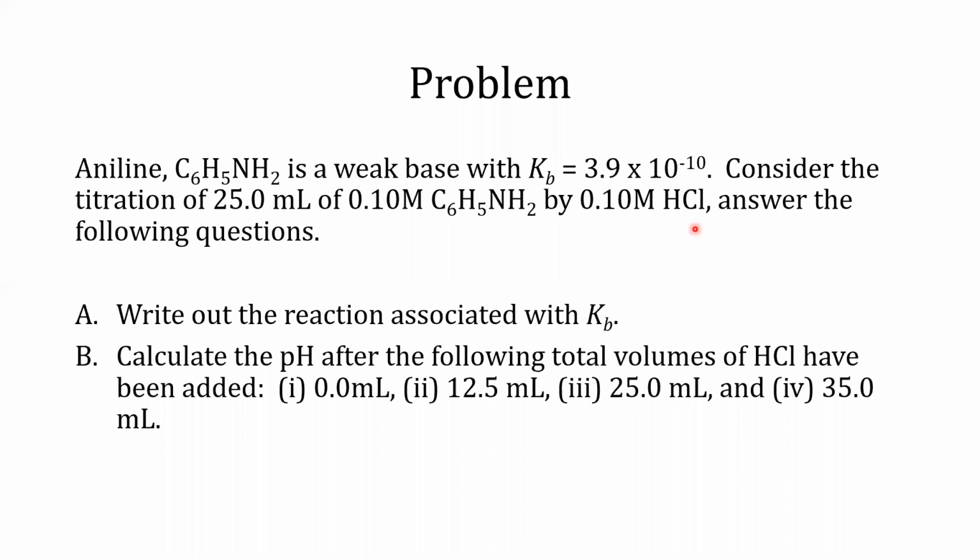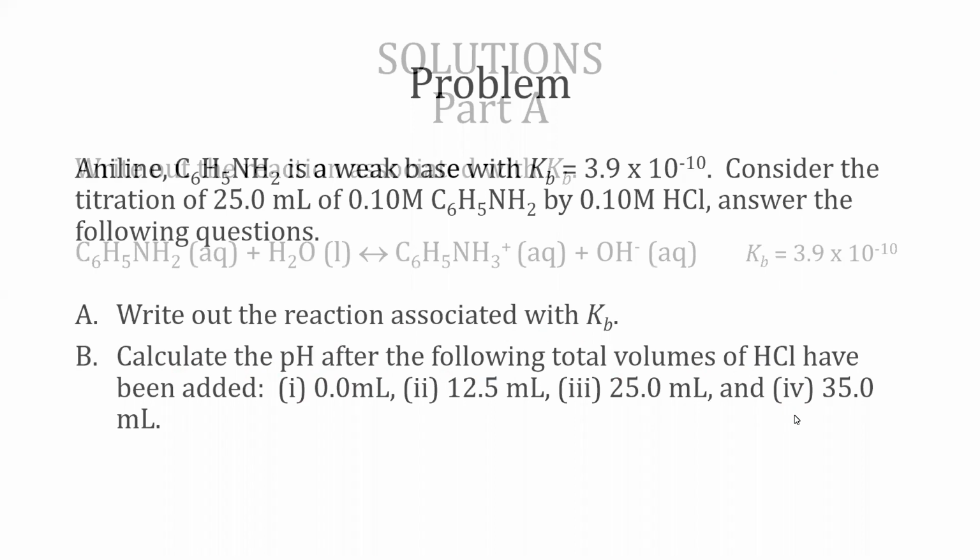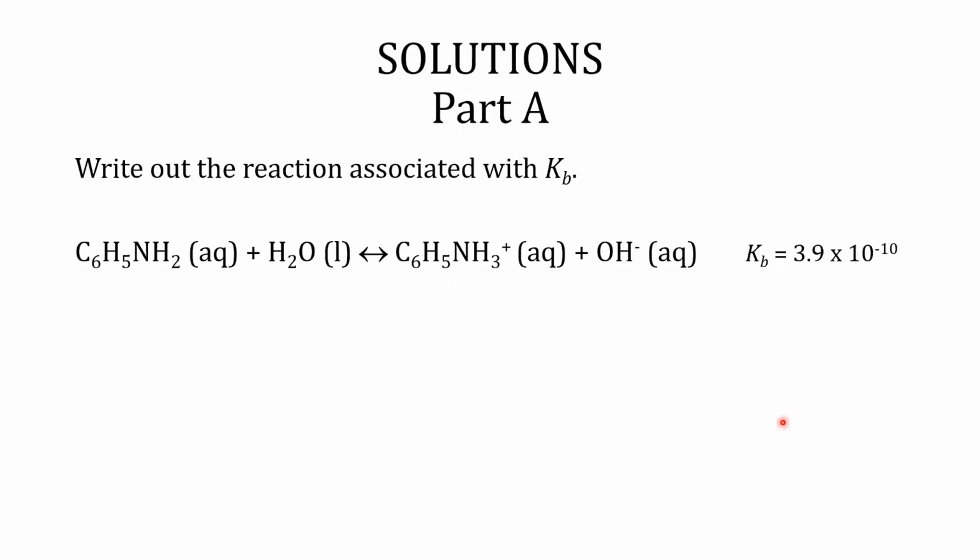Answer the following questions. A. Write out the reaction associated with Kb. B. Calculate the pH after the following total volumes of HCl have been added. 1. 0 ml, 2. 12.5 ml, 3. 25 ml, and 4. 35 ml. The net ionic equation with respect to Kb is C6H5NH2 (aq) + H2O in equilibrium with C6H5NH3+ (aq) + OH- (aq).